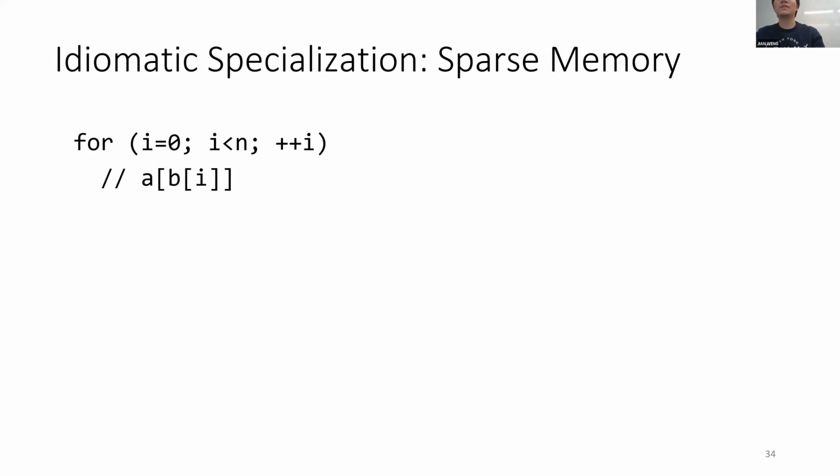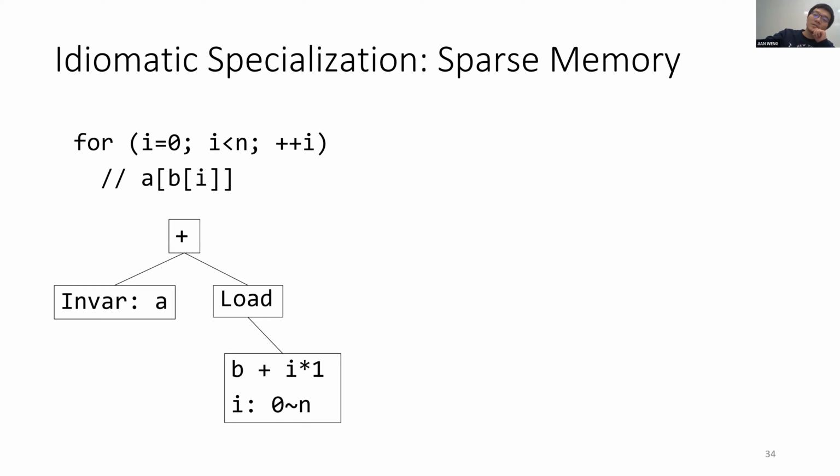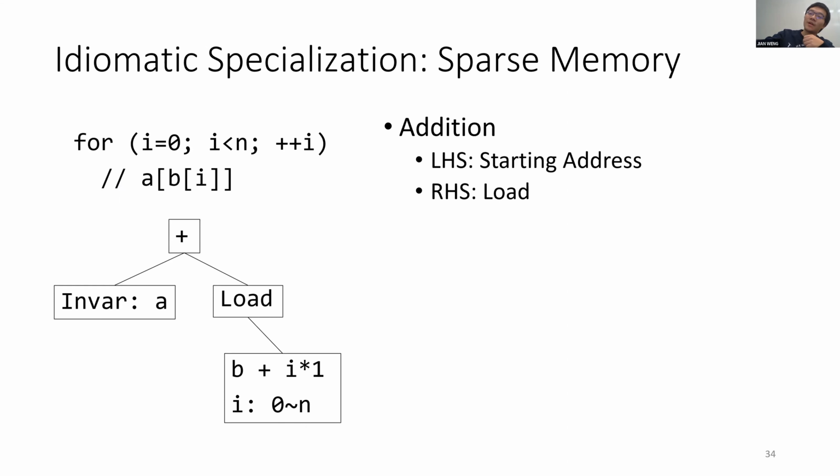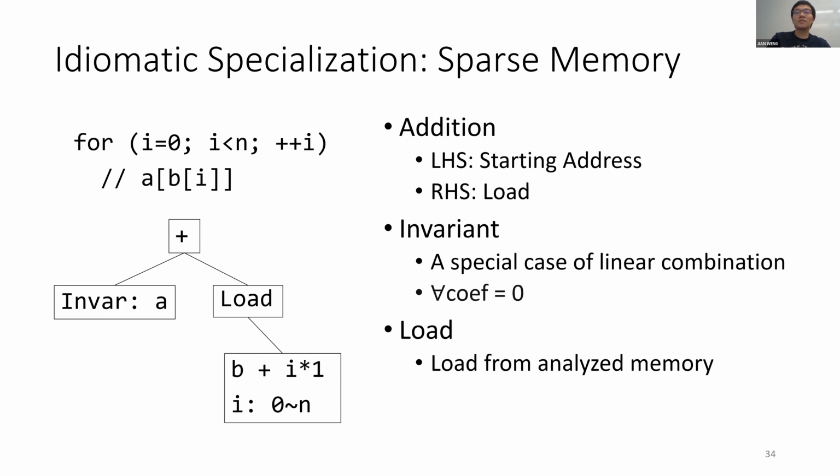Thank you. And here we come to the idiomatic specialization in sparse memory. Sparse memory is a little bit complicated to analyze. The expression tree looks like this. We extend with three kinds of nodes: addition, invariant, and load. Addition is similar to linear combination, but in linear combination, each term involves a loop variable at the very first order. Addition just adds two values that can be recursively stripped. Invariant is a special case of linear combination, assuming all the coefficients are 0. But we do need this node, since if we don't have it, we run into an infinite recursive analysis. And the load is just a load from the dense memory. Does that make sense? I think that makes sense.